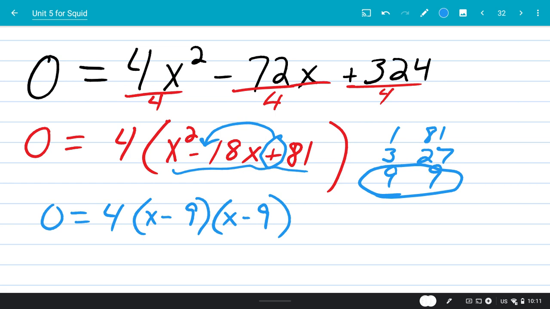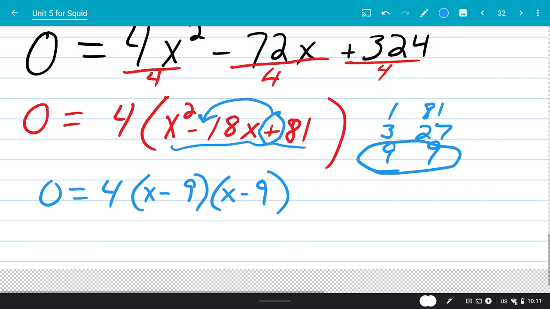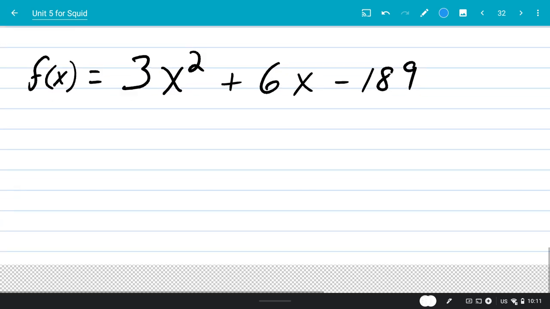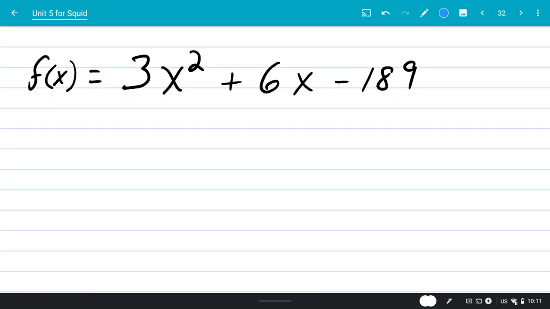Every time, once we get this list, we're looking at these to see which of those two come together to get us the middle number by adding or subtracting, just depending on whether our signs are the same or opposite. Okay? Let's try one more, and I'll let you go.